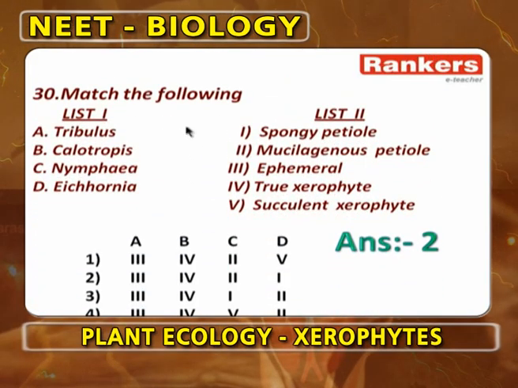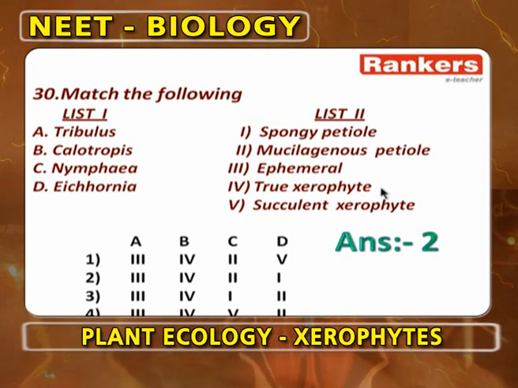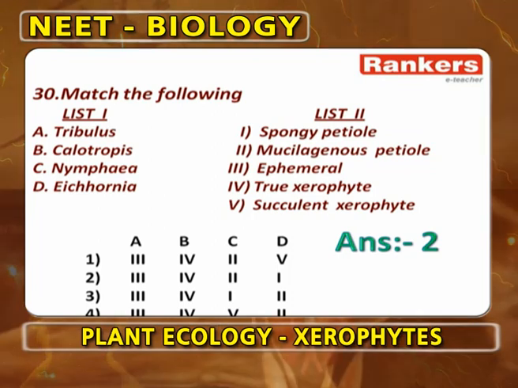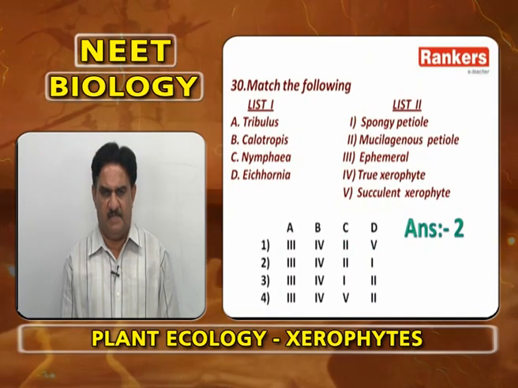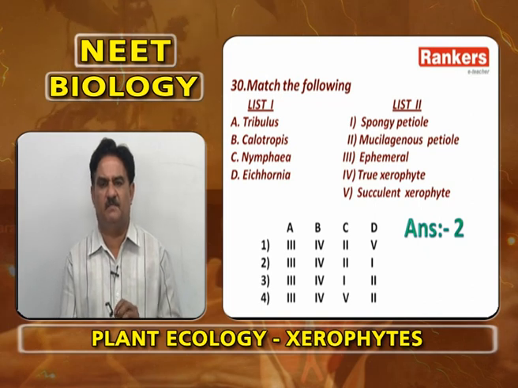This is another matching form. Tribulus, Calotropis, Nymphaea, Eichhornia. Spongy petiole, mucilaginous petiole, ephemeral plant, true xerophyte, succulent xerophyte. Second option. A3: Tribulus is an ephemeral which completes its life cycle within 6 to 8 weeks, in favorable conditions, and in unfavorable conditions it faces the xeric conditions in the form of seeds.